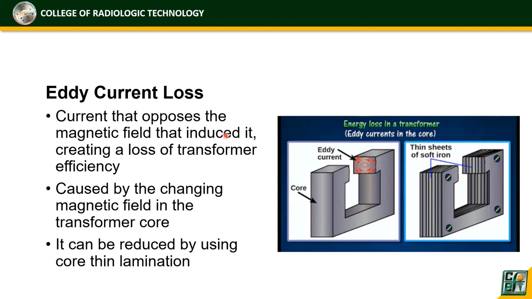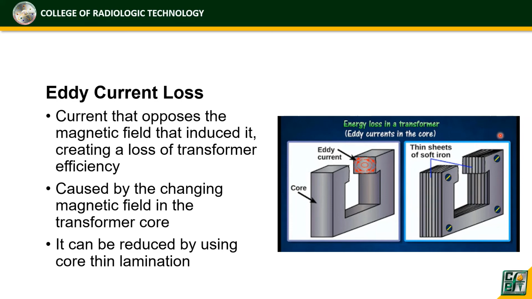Okay. Pag nagpalit ng direction ang magnetic field, therefore, yung eddy current magpapalit din ng direction kasi siya ay opposing current ng magnetic field. Okay, kahit siya ay magpalit ng direction ng magnetic field, magkakaroon ng power loss. Okay, so therefore, the solution that the electrical engineers made is to replace the solid iron core with thin sheets of soft iron and laminating them in order to prevent power losses or reduce power losses.